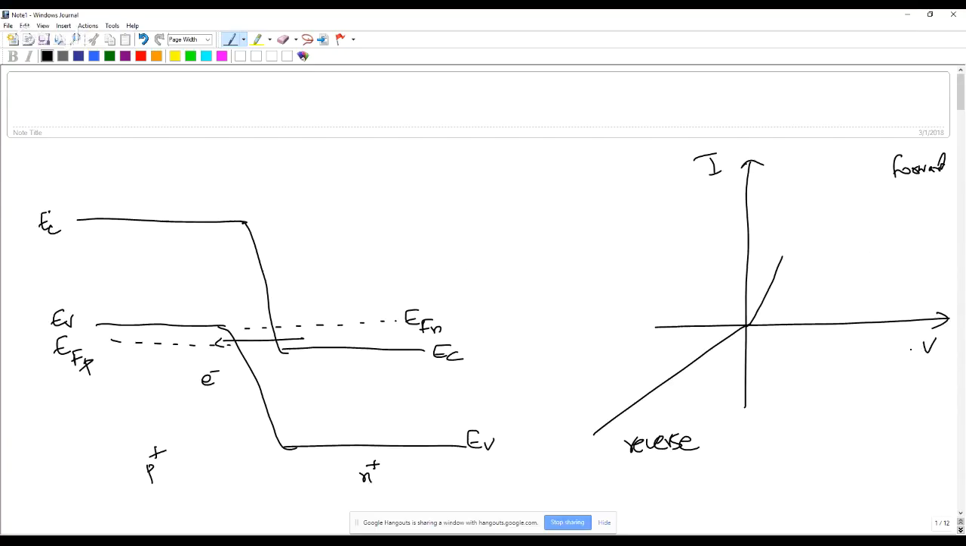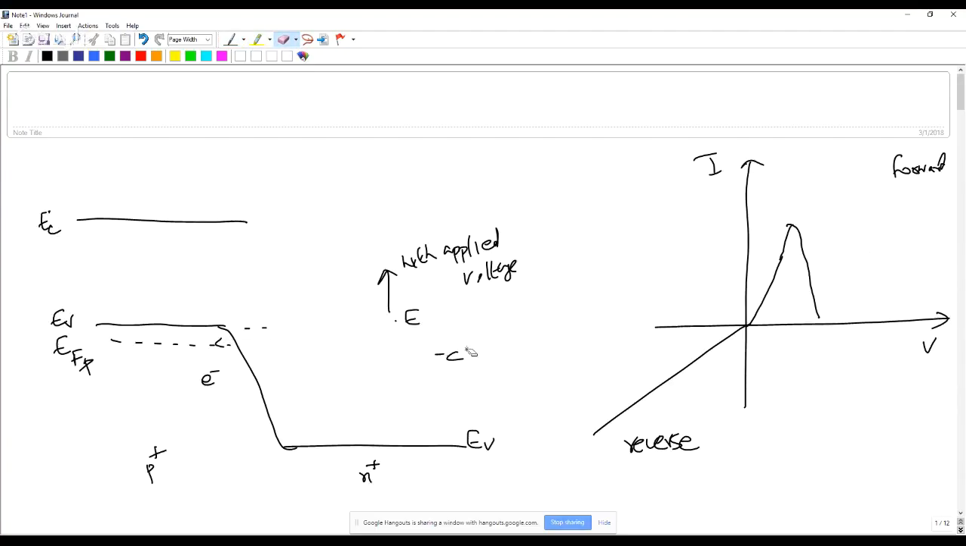Then I keep on increasing my applied voltage. EFN will start to shift up with applied voltage. There will be a particular point when your tunneling current is maximum, but as you keep on increasing the voltage up, as EFN keeps on going up, the tunneling actually starts to decrease. So you can end up with a situation like this. Let me see if I can just erase this and then redraw.